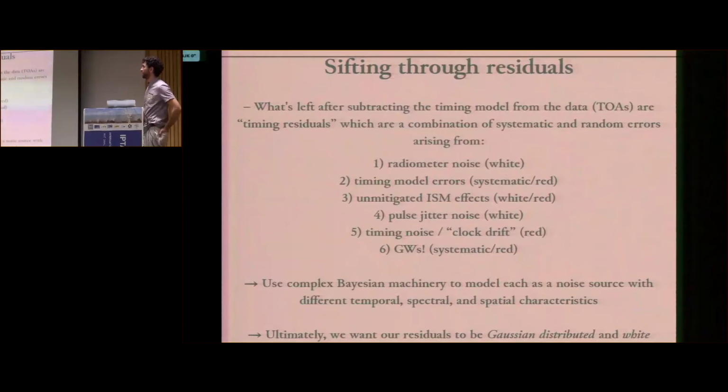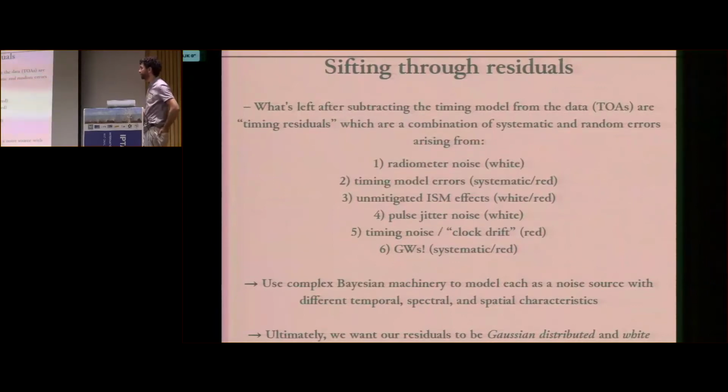There could be unmitigated effects from the interstellar medium, or noise from pulse jitter, which is basically like, think of it this way: if you have a Gaussian distribution with 0 mean and 1 standard deviation, and you pull a finite sample from that distribution and make a new distribution, it will not have 0 mean and it will not have a variance of 1. That's basically pulse jitter, as I will tell you. So the fact that you have a finite sample of pulses gives you noise.